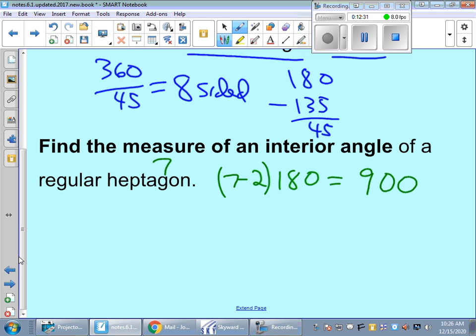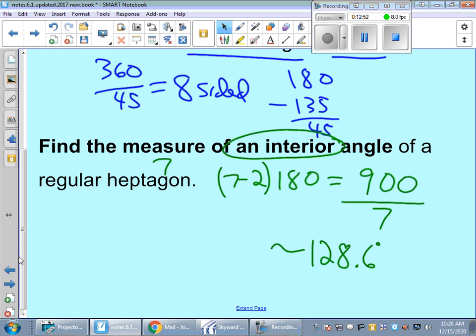So that gives us the sum, but it says find the measure of an interior angle, which means you want 1. So what do we have to do? We have to divide by the number of sides. It's a 7-sided figure, and that gives us the measure of 1 interior angle, which is right about 128.6 degrees.